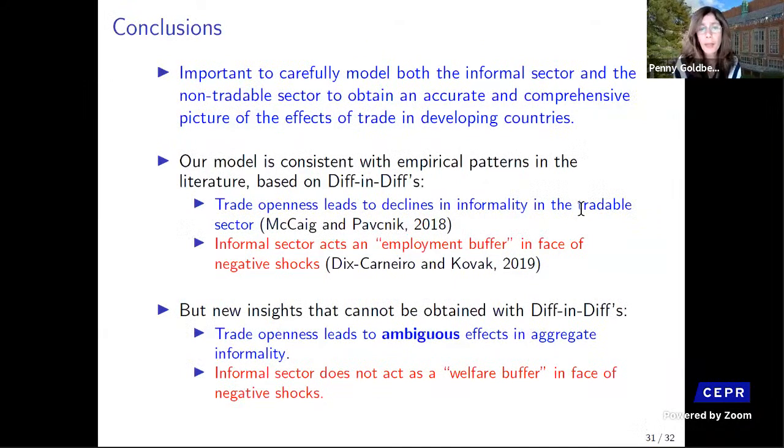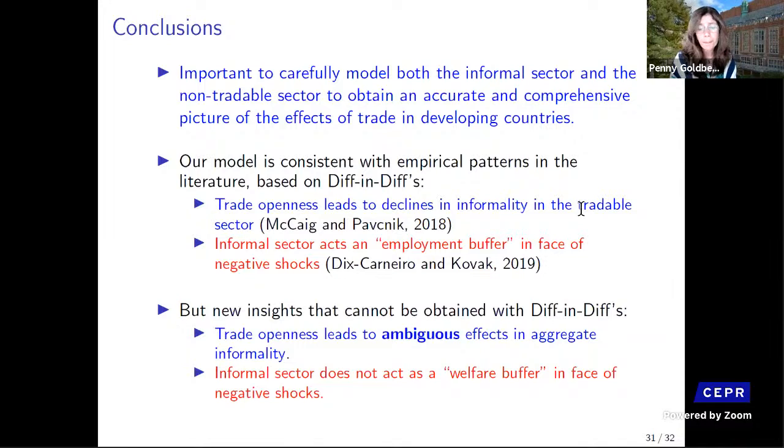So to conclude, our conclusion from this work is that it's important to model the informal sector and also the non-tradable sector. We hope that what we did has convinced you that we have only begun to scratch the surface. It's an extremely complicated issue and there is a lot of work to be done. But we think that one of our contributions is that we managed to replicate some of the patterns that were documented in work based on different data. So in particular, we can replicate this fact that trade openness leads to a decline in informality in the tradable sector. So that's the McCaig and Pavcnik finding. You also find that the informal sector acts as an employment buffer. These are the results by Dix-Carneiro and Kovak, and also by Ulyssea and Pavcnik. But there are also some new insights that you cannot get out of difference-in-differences.